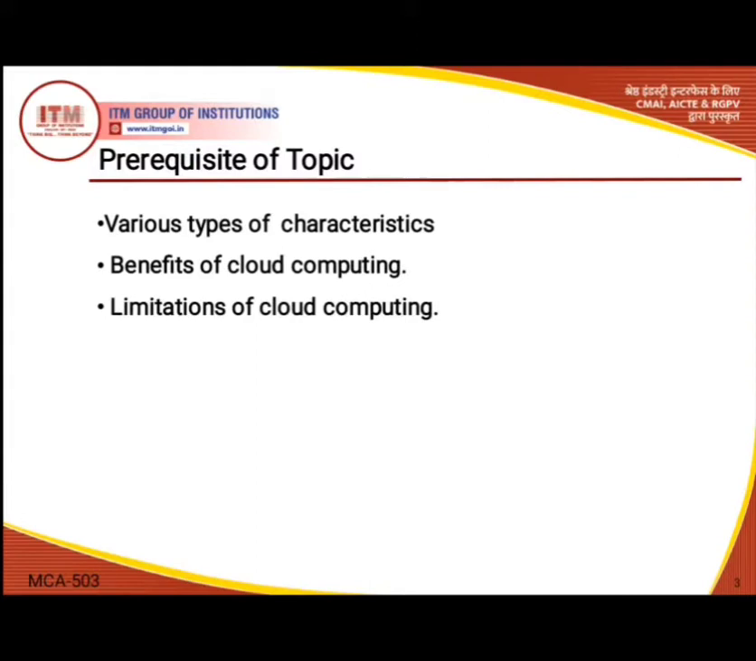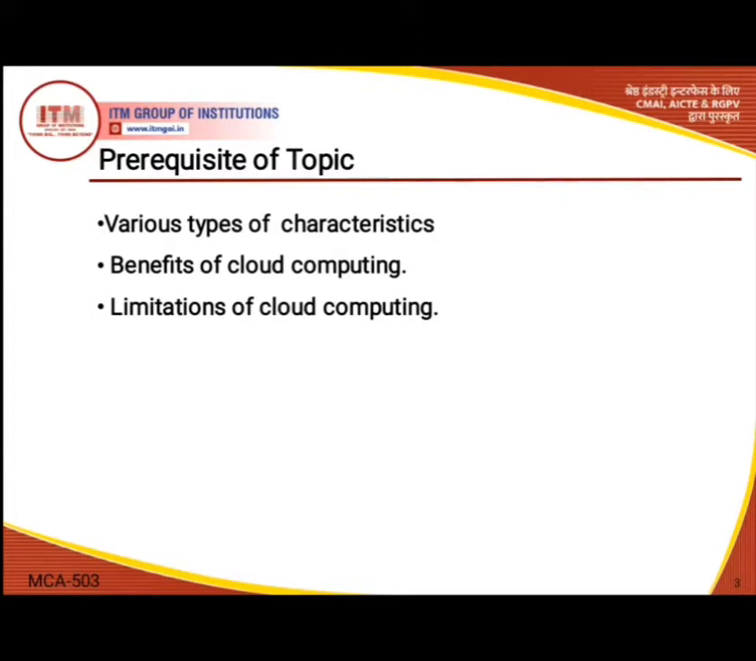So first of all, prerequisites of the topic. Before discussing the reference model for cloud, you should have knowledge about what cloud computing actually means, and also the various types of cloud, how the deployment of cloud is performed, as well as the various types of characteristics. In my previous video we already discussed a lot of characteristics, benefits, and limitations of cloud, so you should have knowledge about these.